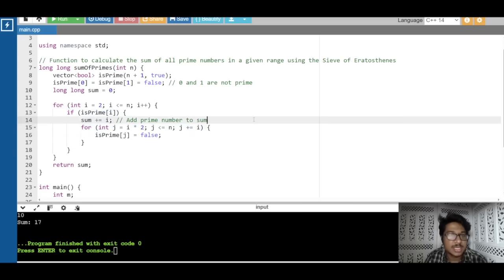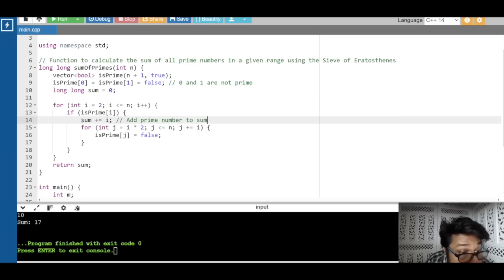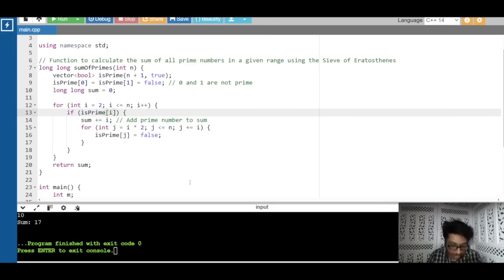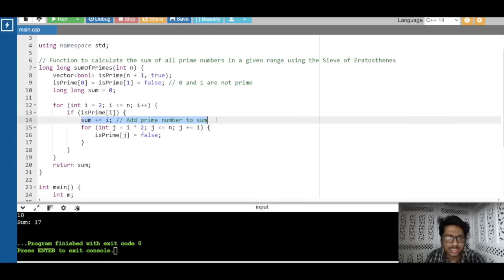One extra thing is, since the question has asked you to find the sum, you just have to add one extra line here: sum plus equal to i. Why? Because I know that i is prime. If it is prime, that means isPrime[i] is true. Same thing, right? So if i is a prime number, you just add it. So get all the prime numbers.